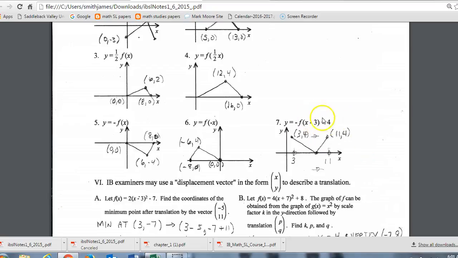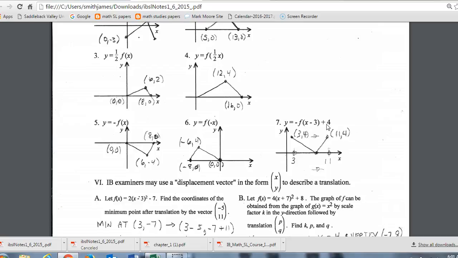This is the best example to know, because this is what it would look like on a test. So this is everything rolled into one. We have a reflection here. We have a horizontal shift. We also have a vertical shift. So there's 3 operations going on within this one graph.